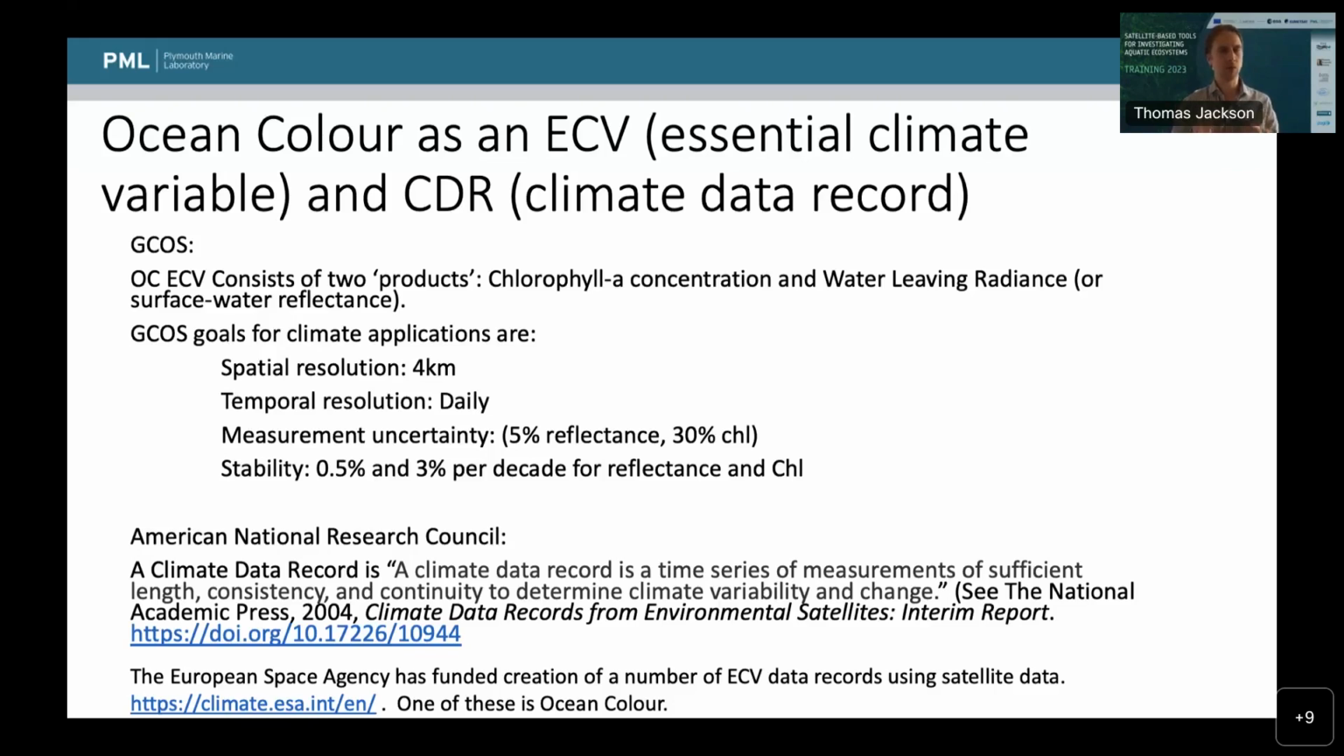So the European Space Agency, a number of years ago, set up the Climate Change Initiative. And that was a project, or is a project, it's still ongoing, that was designed to create these ECV records using satellite data. And if you go to the link here, you'll see there's a whole list of ECV data sets. And one of those is ocean color. So we'll go into that in a bit more detail now. But I just want to stress again, when you hear things like measurement uncertainty, stability, consistency, continuity, those are the fundamental properties we have to have in climate quality data.